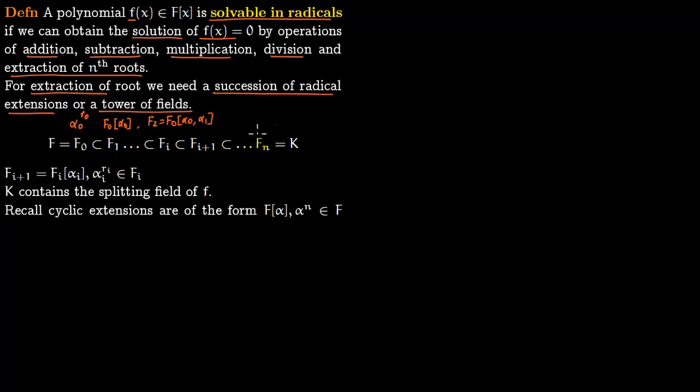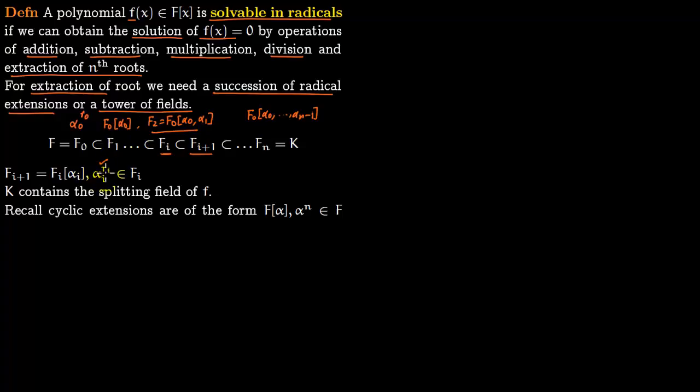You come to Fn, and at Fn you will have F0 with alpha 0 all the way to alpha n minus 1 adjoined, and the power here would lie in the previous field. More formally, we write it like this: Fi plus 1 is obtained from Fi by the inductive step of adjoining alpha i, so that alpha i to the power of ri lies within Fi. Basically this means the same thing.